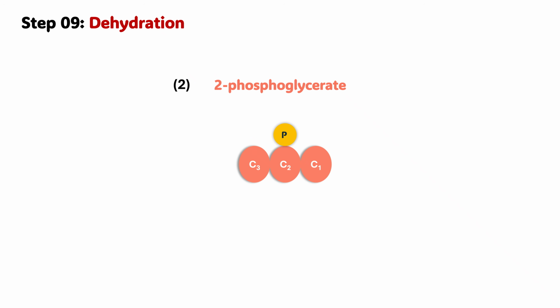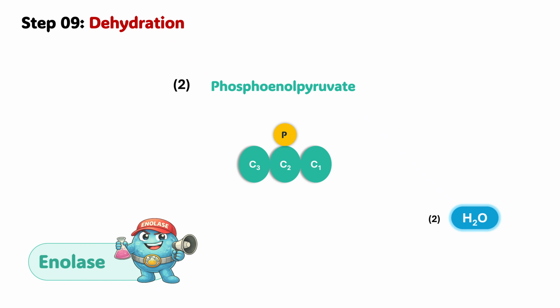Next, 2-phosphoglycerate undergoes dehydration to form phosphoenolpyruvate by releasing 2 water molecules. This reaction is catalyzed by the enzyme enolase.